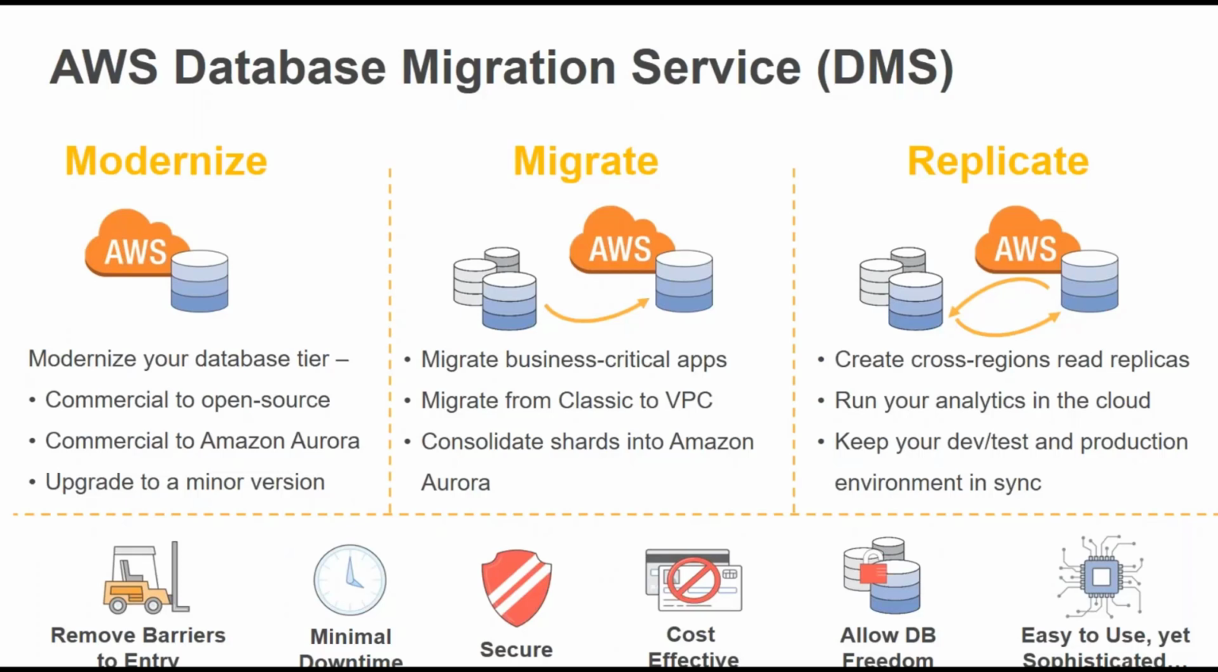So we've seen customers go through this modernization, migration, and replication stage where they're looking to maybe migrate from a commercial to an open source database. They may be looking to migrate to Amazon Aurora, or they might be upgrading to a minor version, say going from SQL Server 2012 Service Pack 1 to SQL Server 2012 Service Pack 2. When they migrate, they're looking to migrate maybe from EC2 Classic to VPC. They may be consolidating multiple databases into a single database, or they're consolidating shards into Amazon Aurora, or they're migrating business critical applications to provide greater availability for their applications.